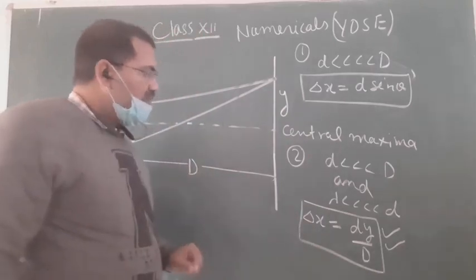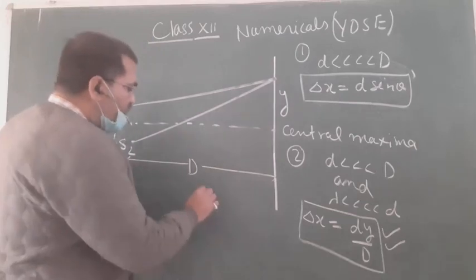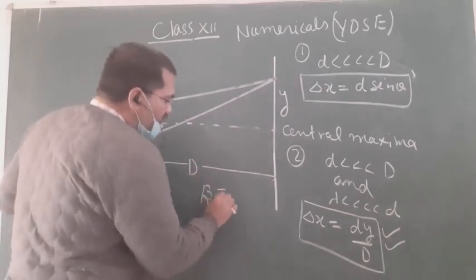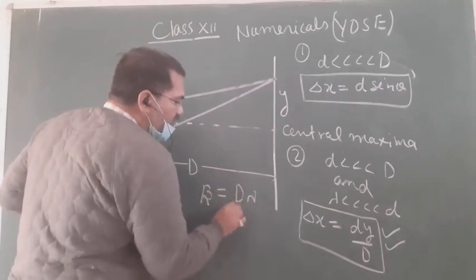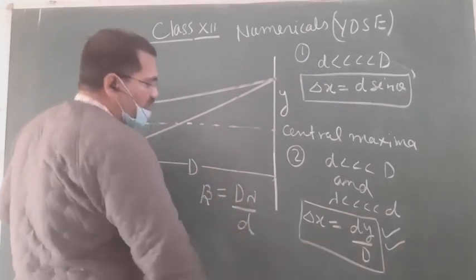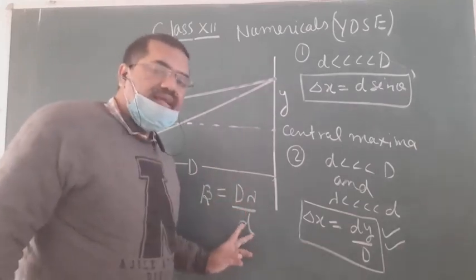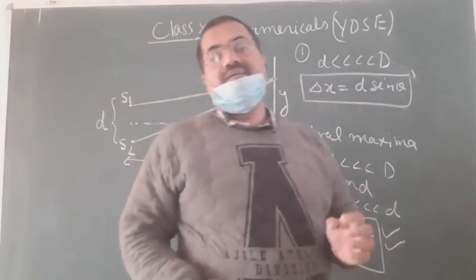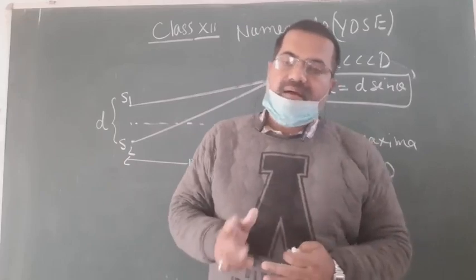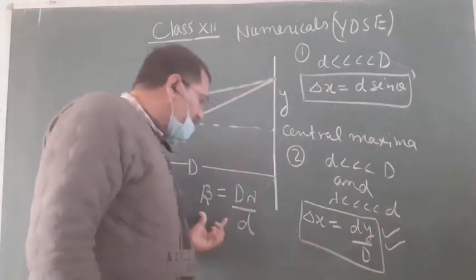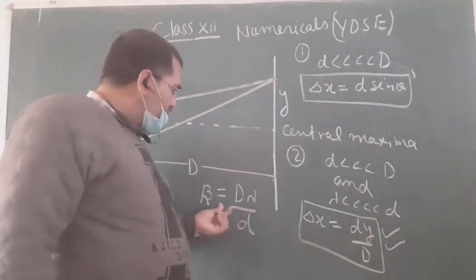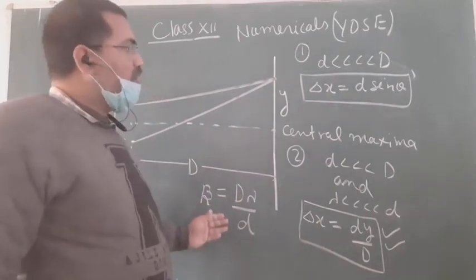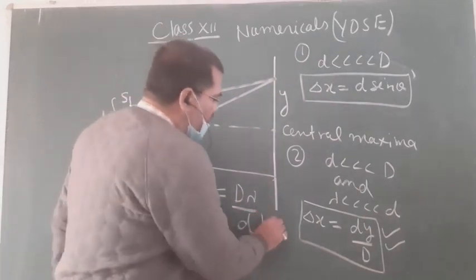So note it down. And the second thing is fringe width, which is represented by beta, that is D lambda by d. We have already discussed fringe width, that is the distance between two consecutive maximas or minimas, which is written as D lambda by small d. So this is another most important formula for fringe width.